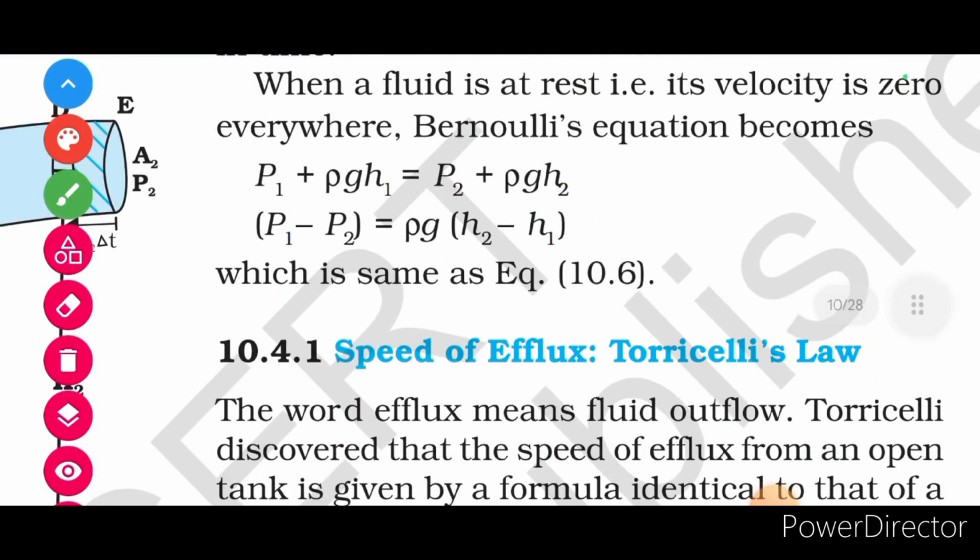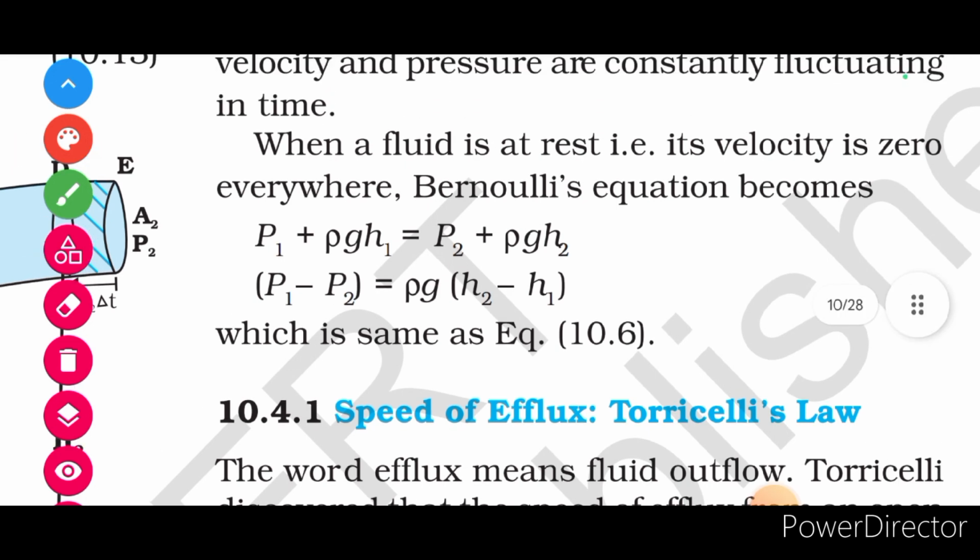When a fluid is at rest, the velocity is zero everywhere, and the Bernoulli equation becomes, this is also an important result. If it is at rest, velocity will be zero, so we will only talk about pressure energy and potential energy per unit volume. So P1 plus rho g h1 is equal to P2 plus rho g h2. P1 minus P2 gives this much.